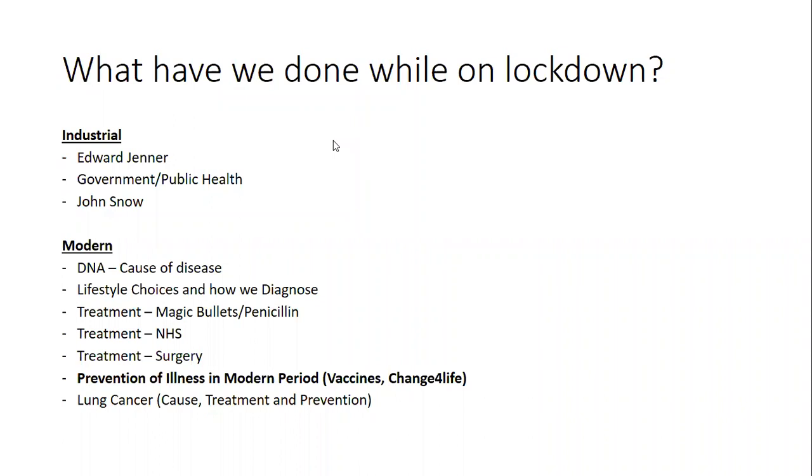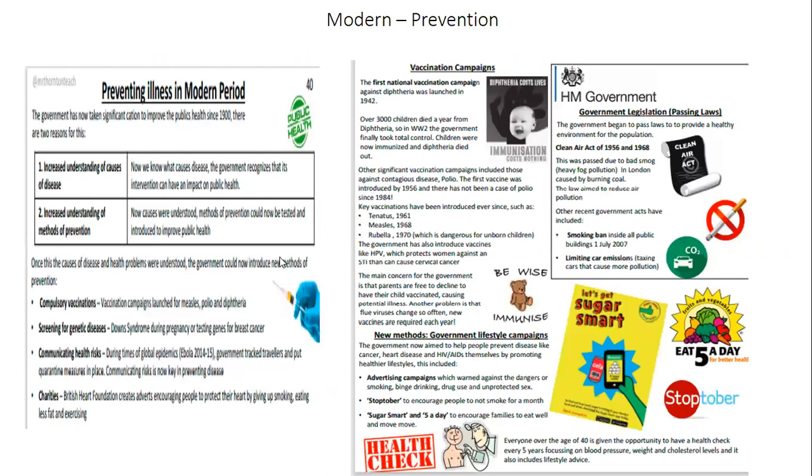There's two more topics to go through in this, and this is going to be prevention of illness and lung cancer. So with prevention of illness, we've got the information here. And again, I'm going to go through it and add a few annotations. So the government's taken significant steps in terms of improving public health since 1900. And that's because we know what causes disease more, and we also have an understanding of the methods of prevention. Now, once the cause of disease and health problems are understood, the government can introduce more methods for prevention.